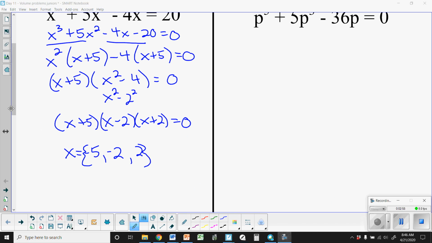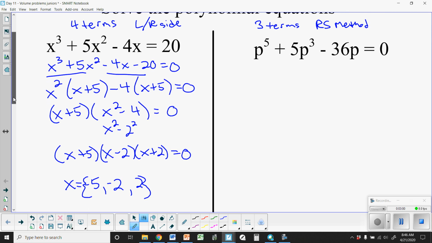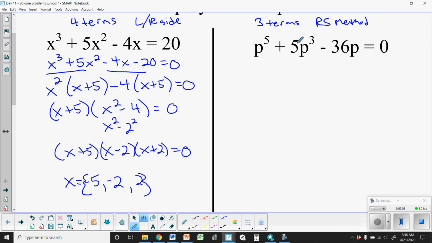All right, so now we can do the right side one as well. So we have 3 terms. You said RS method. So we're thinking what 2 numbers multiply together to equal negative 36, add up to 5. So we're thinking R times S equals negative 36 times 1, and also R plus S equals the middle term, positive 5. And by now we should say, oh, it's going to be positive 9 and a negative 4. Those multiply together to equal this, add up to 5.